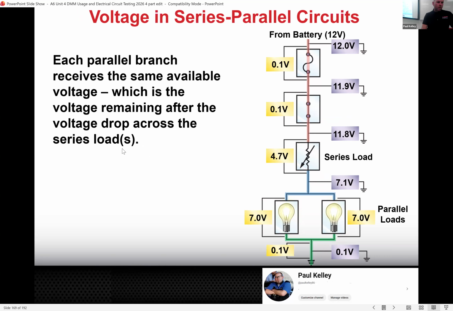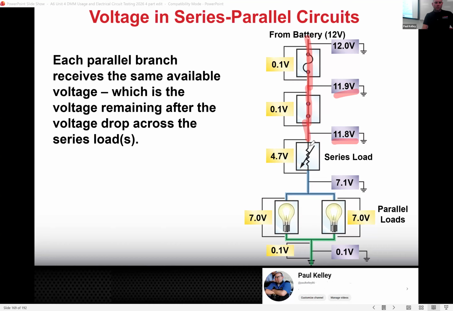So here we go, measuring the voltage available. We got a 12-volt battery, so we got 12 volts coming off the battery, going to the fuse. We lose a little bit going through the fuse, so we end up with 11.9. We go through the switch, which is closed. We lose a little bit. We end up with 11.8.